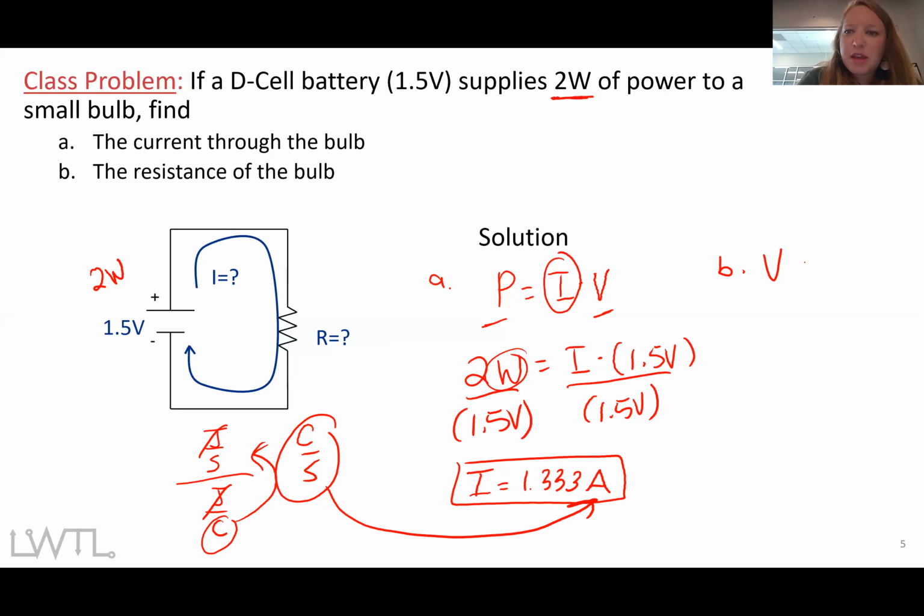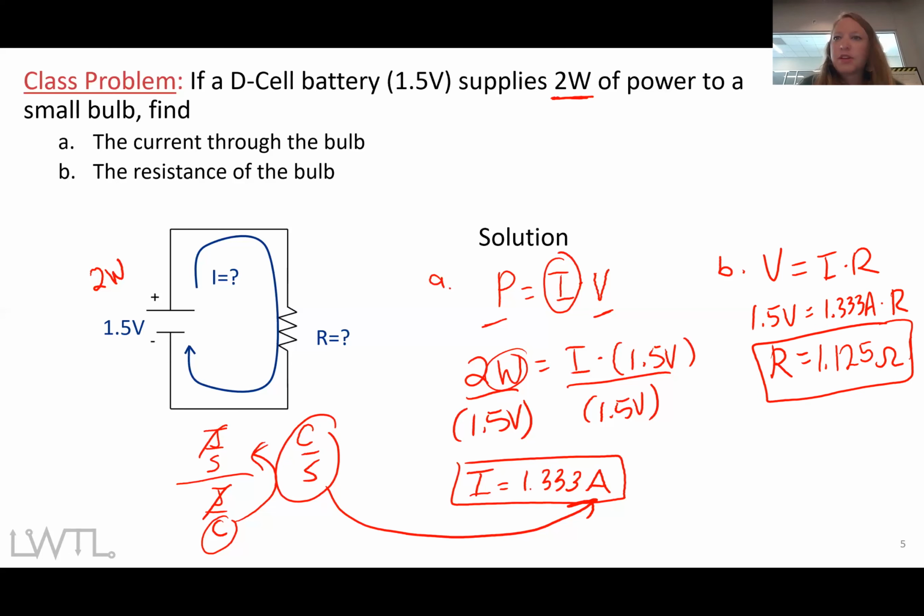So we have V equals I times R. Our voltage is 1.5 volts. Our current is 1.333 amps times resistance. Our resistance then, when we divide by 1.333, so we do 1.5 divided by 1.333, we get a resistance of 1.125 ohms. So that's simply utilizing the power equation and Ohm's law.